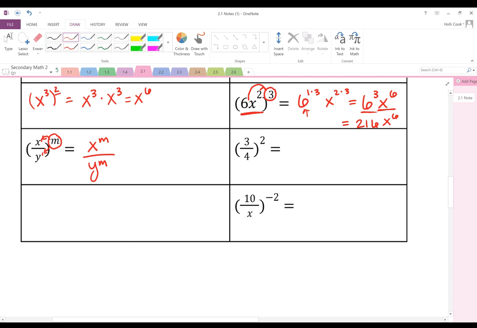So over here we have 3/4 squared. So we need to multiply that 2 into each of those ones. So we get 3 to the 1 times 2 over 4 to the 1 times 2, which is just 3 squared over 4 squared. If we type that in the calculator, we get 9 over 16.